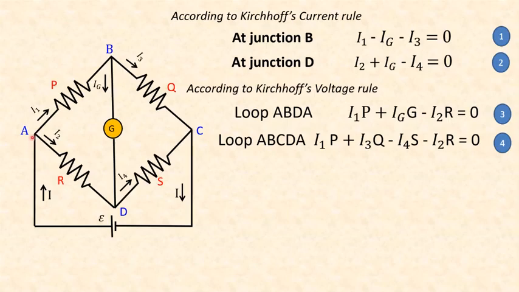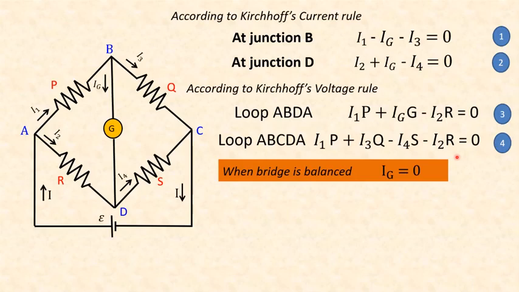Now let us consider the loop A, B, C, D, A. For this, the voltage rule will be I1P plus I3Q minus I4S minus I2R. When we take the current to be flowing in the clockwise direction, I1 will be positive, I3 will be positive, I4 is negative and I2 is also negative. So we get I1P plus I3Q minus I4S minus I2R is equal to 0. This is the fourth equation. Now the important condition: the bridge galvanometer is balanced.